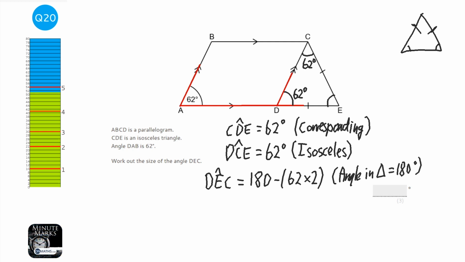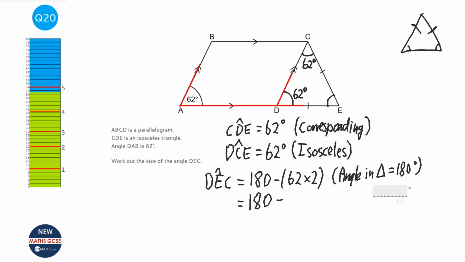And never feel like you're writing too much for the reasons. There are some key words in the mark schemes that are in bold that the marker's going to be looking for. So corresponding being one of them and isosceles being the other. And angles in triangle. Don't draw a triangle, just write the word triangle. I'm trying to save time, although having discussed it, I've probably not saved much time.